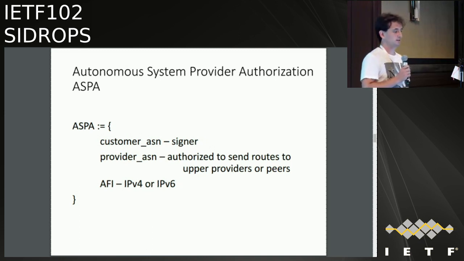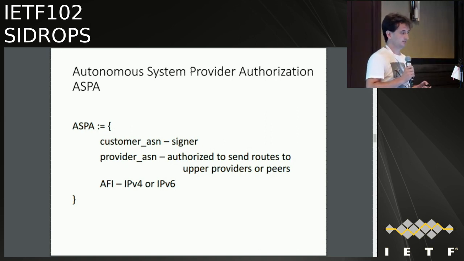It's called Autonomous System Provider Authorization. It has three fields. The first one is the customer, who is the record holder and signs the object. The second is the provider. And the last one is the address family, because connectivity in different address families, especially IPv4 and IPv6, can greatly vary.